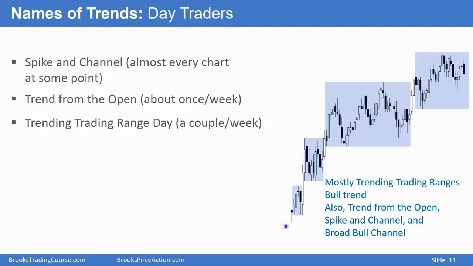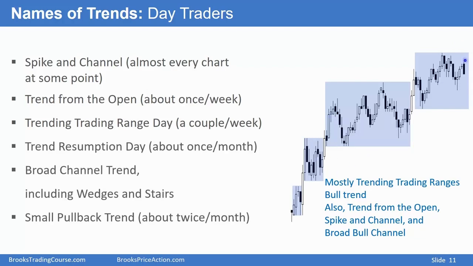If this is the open, it clearly trended from the open. And I would also call it a spike and channel bull trend, where this is a spike and then channel. We had another spike within the channel, forming another channel. Is it a broad bull channel? Well, it's fairly broad, so you can also call it a broad bull channel. And there are other types of broad bull channels like wedges and stairs.